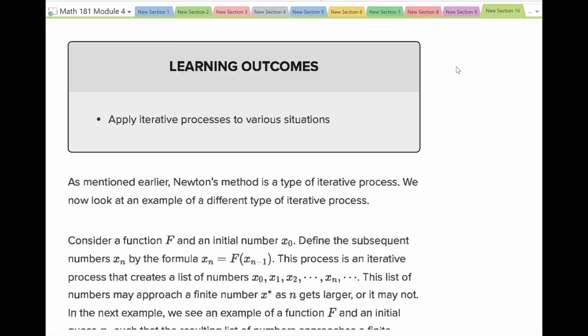This section finishes off Newton's method, where we're going to talk about other iterative processes and the learning outcomes: to apply iterative processes to various situations. So just to refresh our memories, an iterative process is one in which the next value is dependent upon the previous value. We have a process to go through, an algorithm that helps us generate the new value. So let's see what we have here.